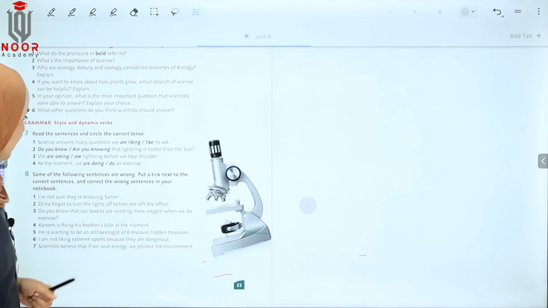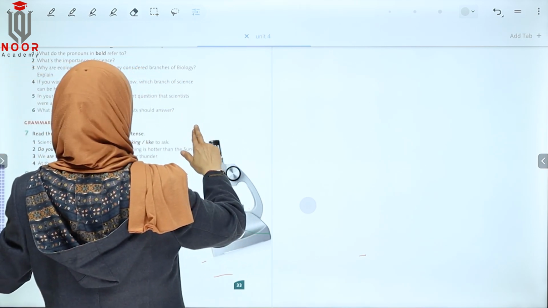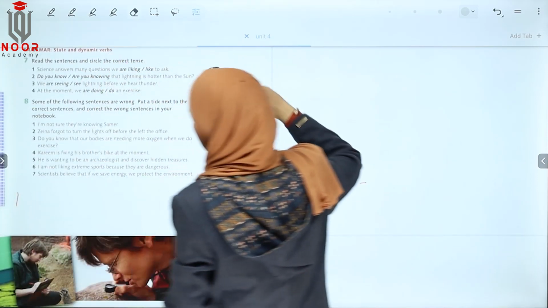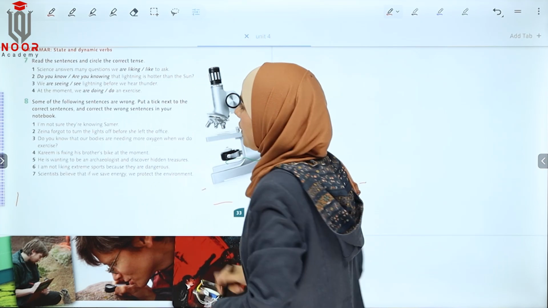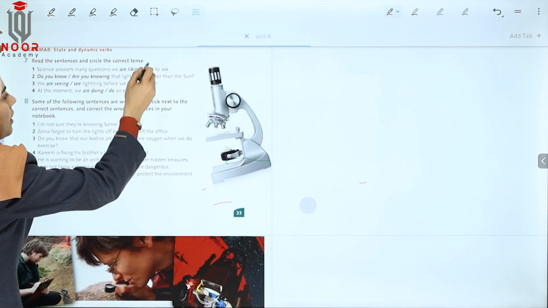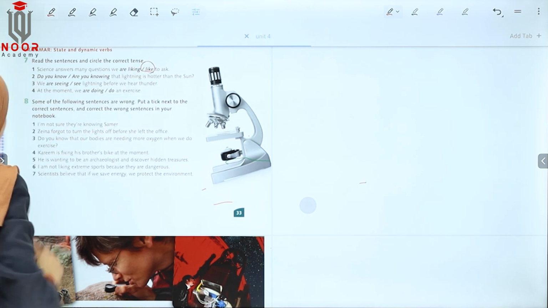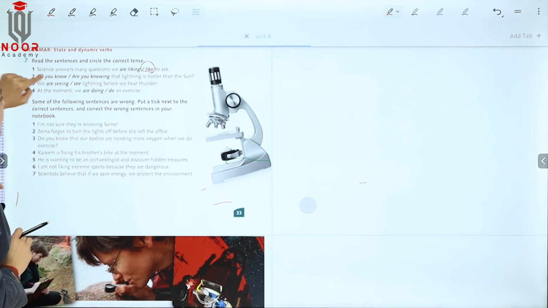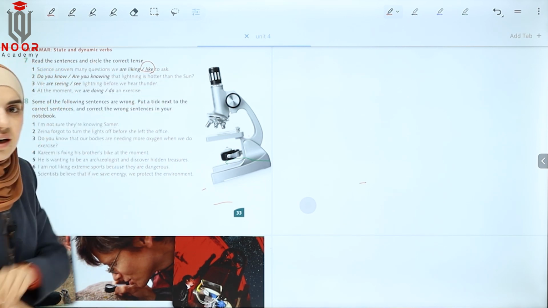كيف بدي أحل هذا التمرين؟ خلينا نشوف كيف مع بعض. يلا. Science answers many questions we like to ask. Good job. Number 2. Do you know, are you knowing that lightning is hotter than the sun?